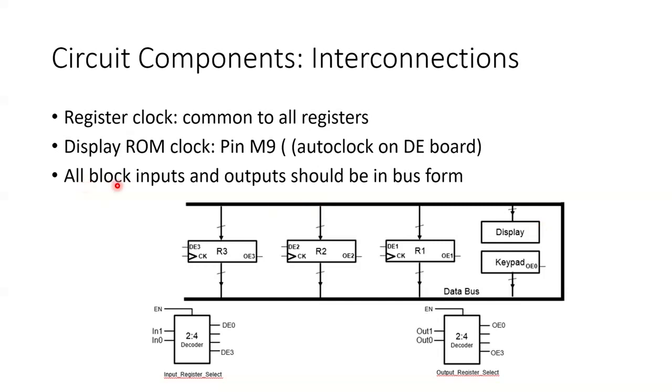Then all the blocks, inputs and outputs, should be in bus form. So you can see that each register has an 8-bit bus going in and coming out of it. The keypad and the display itself as well have bus inputs and outputs. This will allow you to connect your circuit easily and avoid any nomenclature errors that you might have due to trying to convert single wires into buses and buses into single wires. So it's a good practice to have, and it will also help you have your circuit more organized.